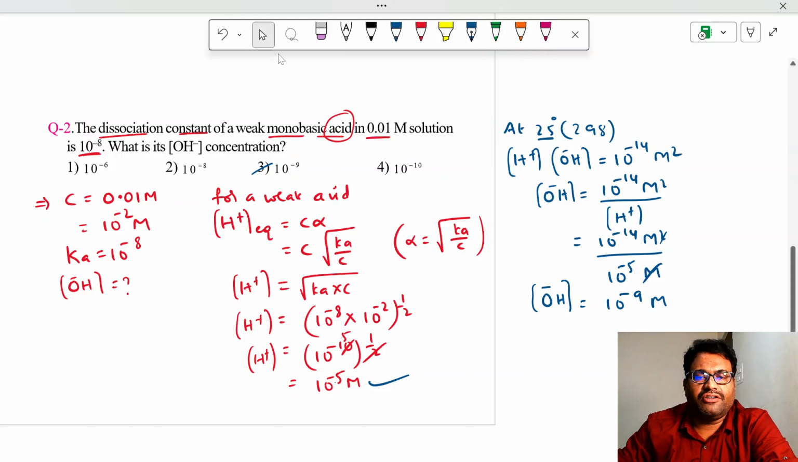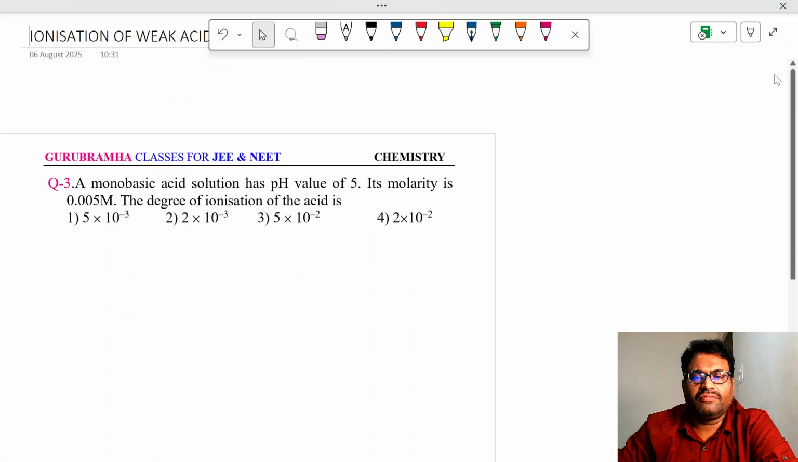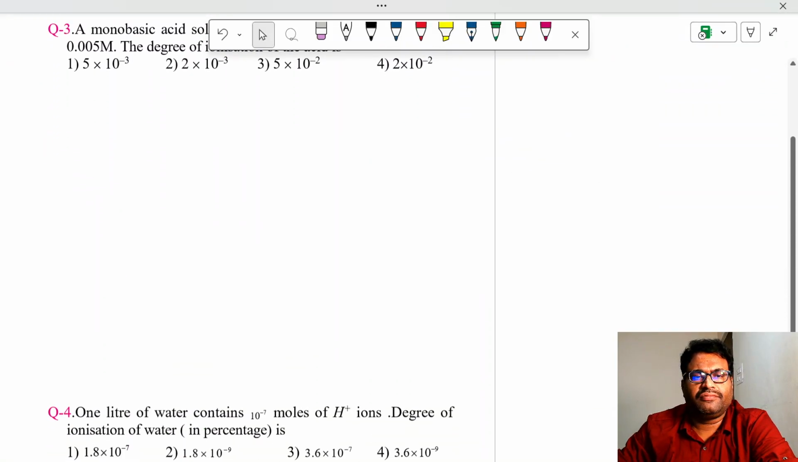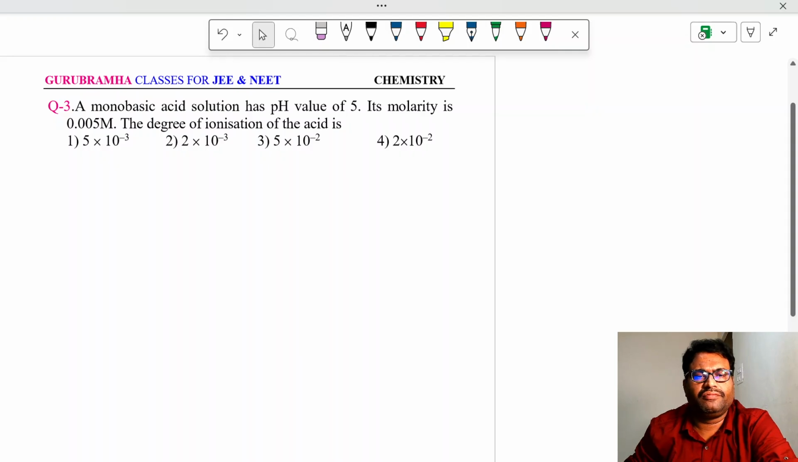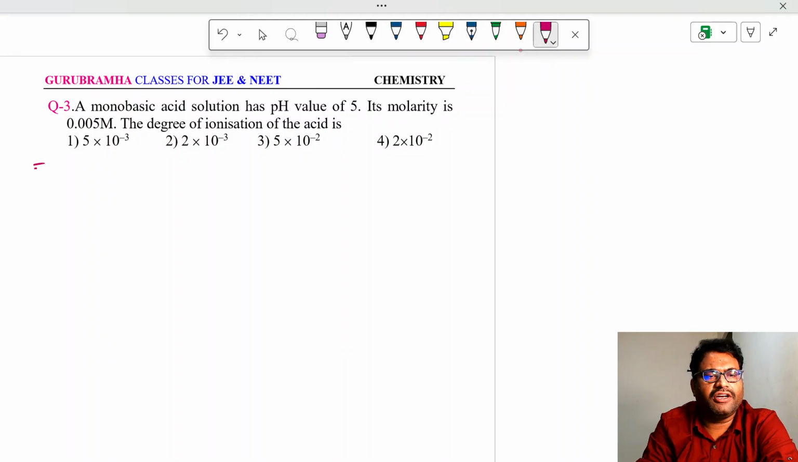So let us go with the next question. So what is given for this question? Question number 3. A monobasic acid solution, pH value is equal to 5. So pH is equal to 5.